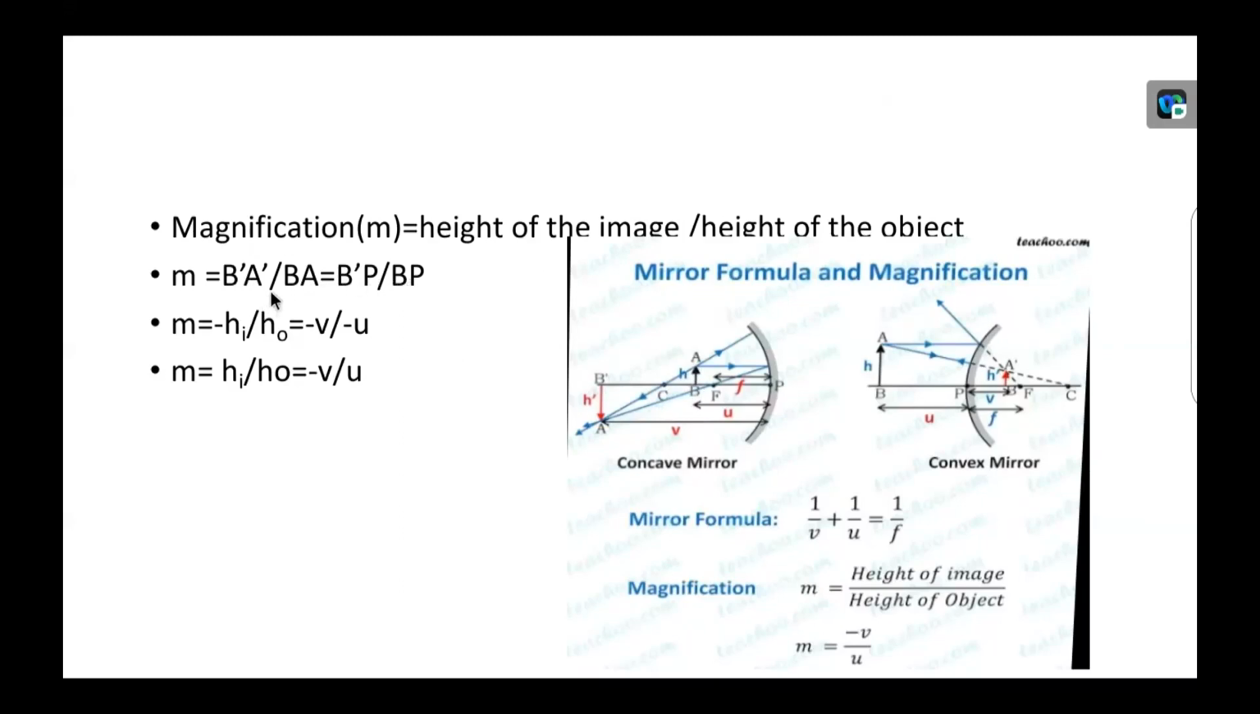Apply sign conventions, the same procedure as for the above equation. B dash A dash, the image, is formed below the principal axis, so we have taken a minus sign. Minus h suffix i, where hi is the height of the image and ho is the height of the object. It is the ratio of height of the image to height of the object. The image is formed below the principal axis, so negative sign; the object is above the principal axis, so we have taken plus sign. Next, here image distance by object distance.